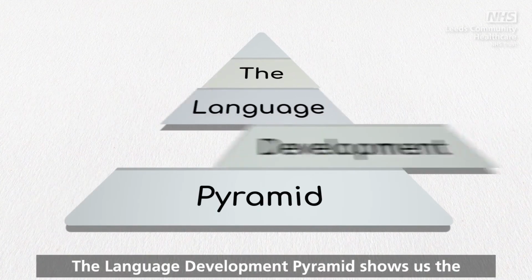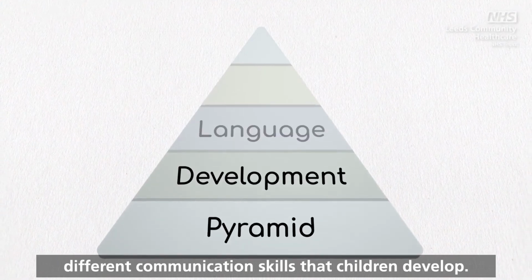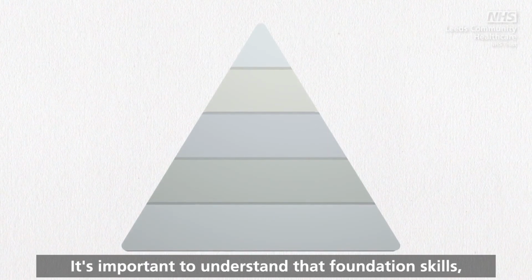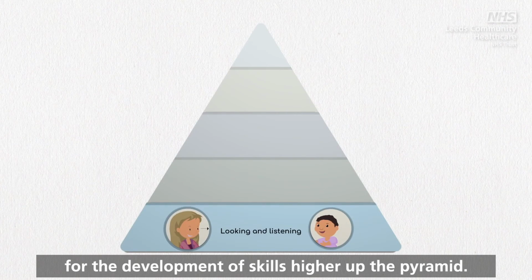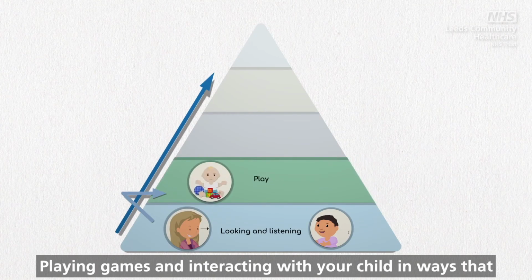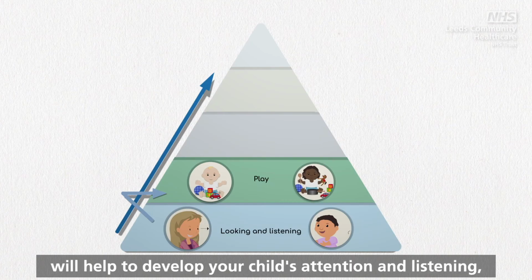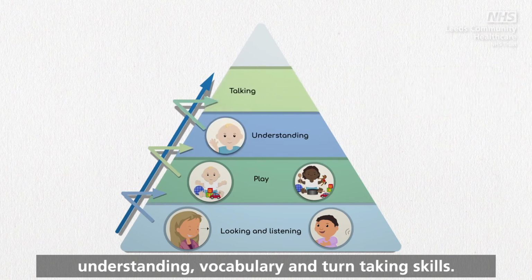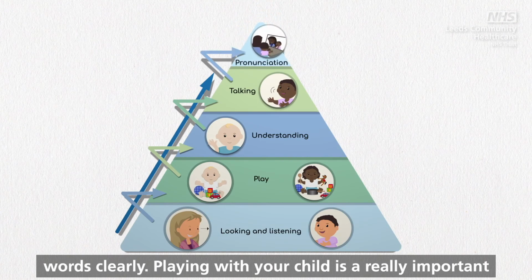The Language Development Pyramid shows us the different communication skills that children develop. It's important to understand that foundation skills such as attention and listening are really important for the development of skills higher up the pyramid. Playing games and interacting with your child in ways that provide an opportunity and reason to communicate will help to develop your child's attention and listening, understanding, vocabulary, and turn-taking skills. These skills are just as important as being able to say words clearly.